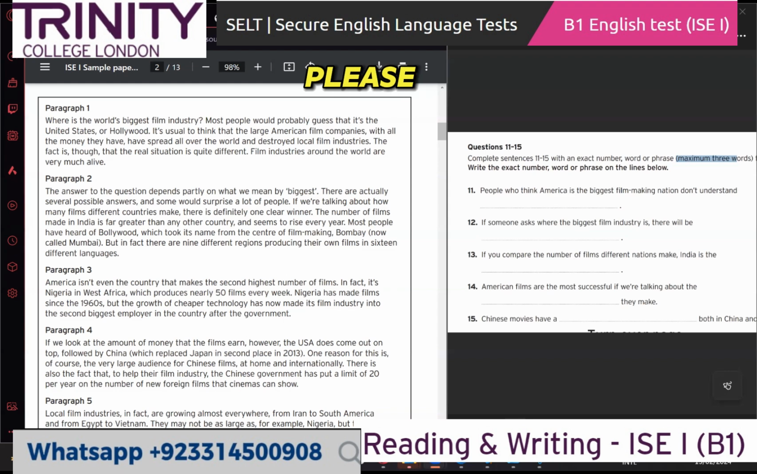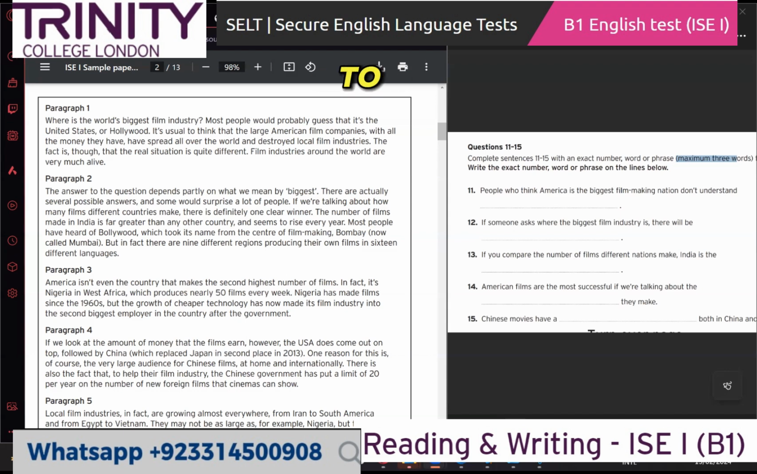We can say destroy local film industry. It's usually thought that the large American film companies, with all the money they have spread all over the world, destroyed local film industries. The fact is, though, the real situation is quite different. People who think that America is the biggest film industry, in fact, the real situation is different.